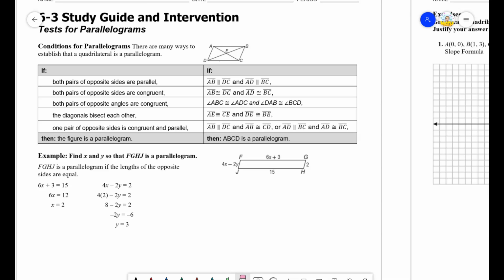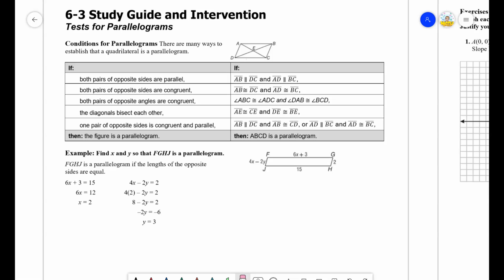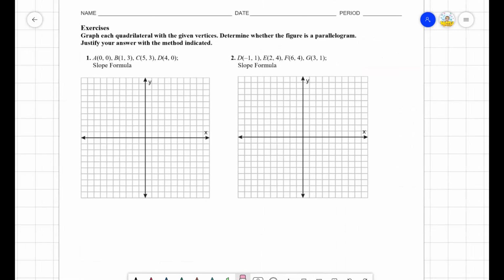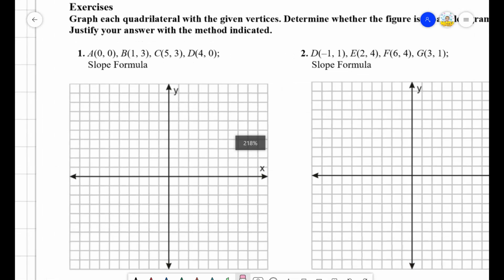And the last one I want to point out: if I have just one pair, all I need for this rule is one pair that's equal and parallel. If it's both, then we also indeed would have a parallelogram, so we can use those. And what I want to do is apply these rules to quadrilaterals that we have on the graph.